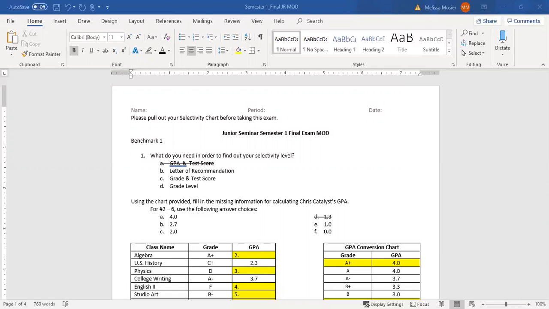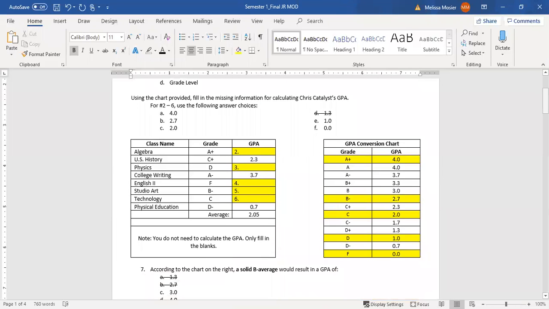Using the chart provided, fill in the missing information for calculating Chris Catalyst's GPA. For numbers 2 through 6, use the following choices. A, 4.0, B, 2.7, C, 2.0, E, 1.0, F, 0. Those numbers come from the GPA conversion chart on the right side. You can also see them highlighted.